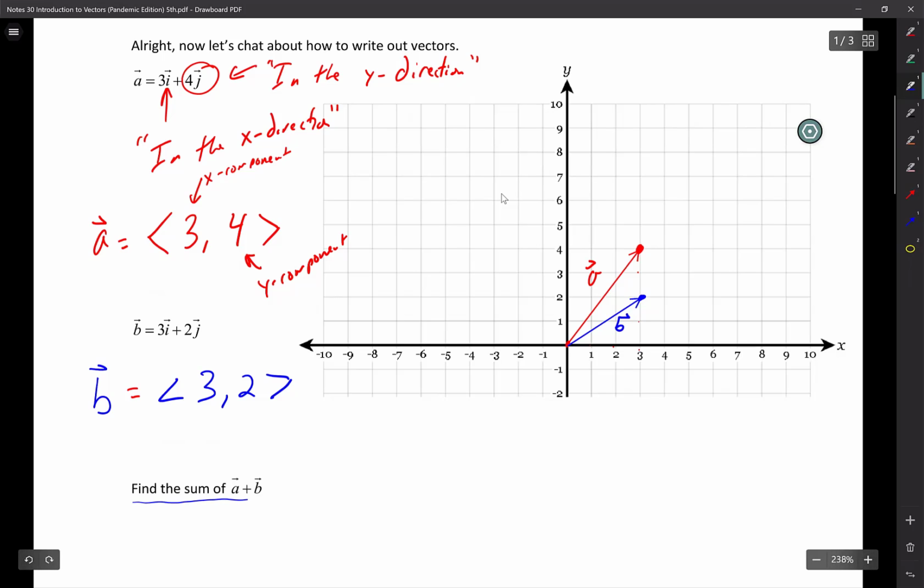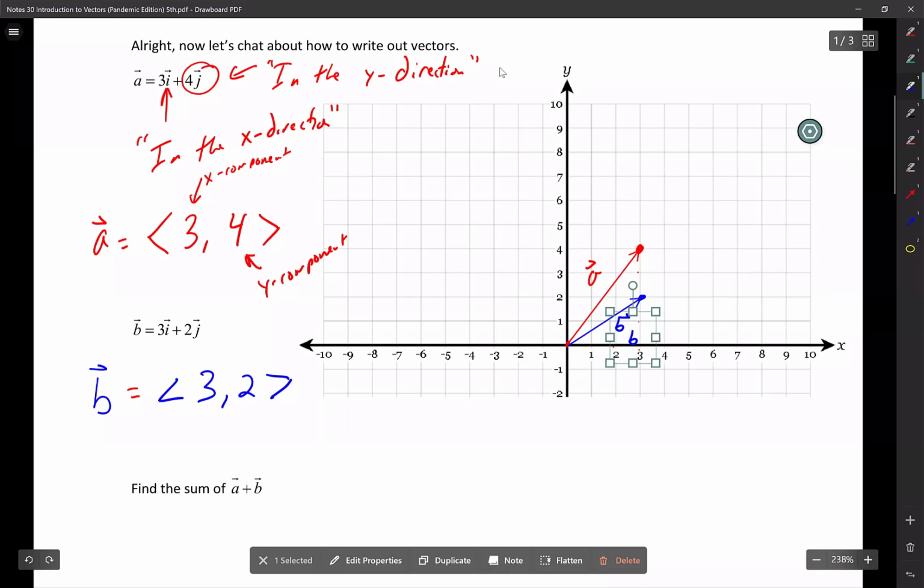Find the sum of A plus B. Well, when you add vectors, you add them tail to head, or head to tail, I guess is what I should be saying. So if I take vector B, this blue one, and add it to this A one, let me see if I can duplicate. No, I don't want to duplicate that, I want to duplicate the arrow. Duplicate, there we go. Can I put it? Almost. It's kind of hard to get it perfect, guys. There we go, it's almost perfect.